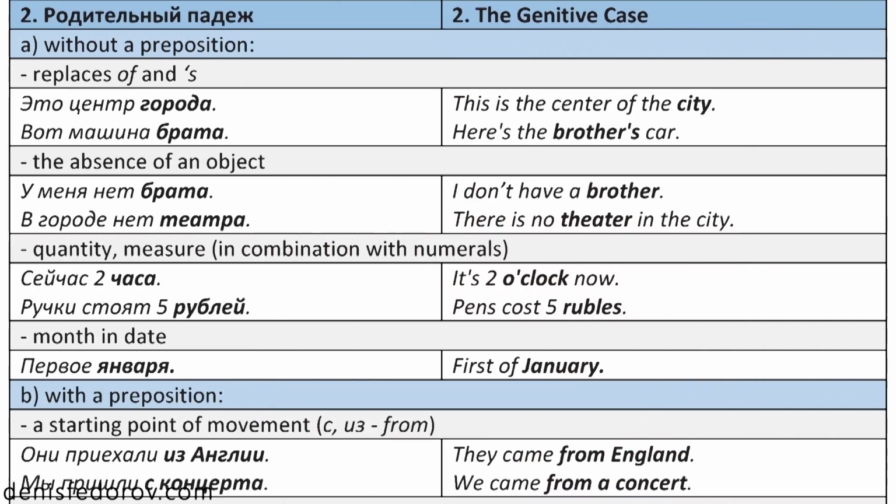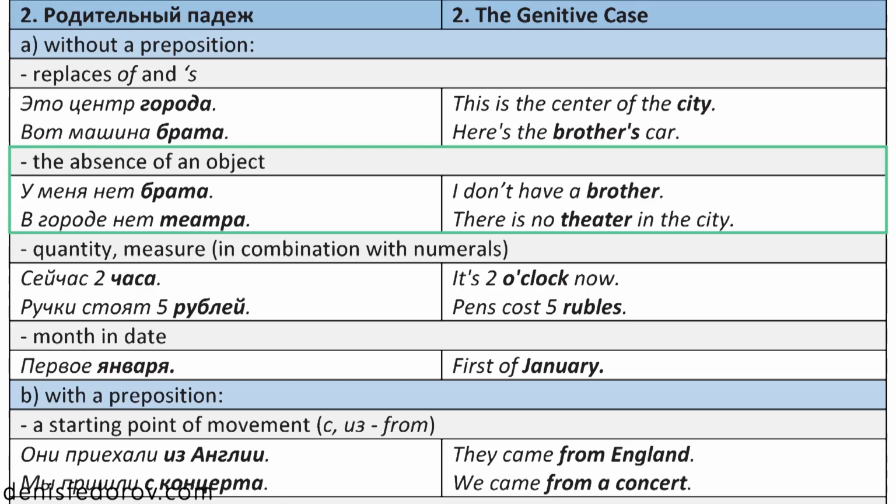But also here are examples of a different kind. Overall, for the genitive case, there are 6 most common situations it is used in, and not all of them are obviously about this possession. Well, let's quickly go through these cases. Replaces "of" and 's with apostrophe. Это центр города. This is the center of the city. Вот машина брата. Here is the brother's car.